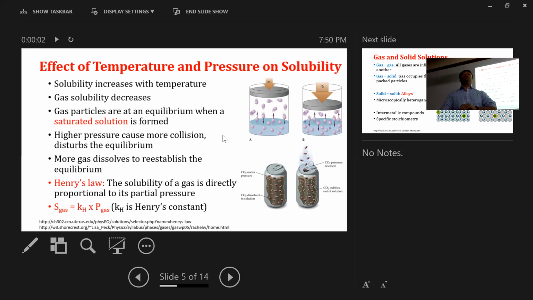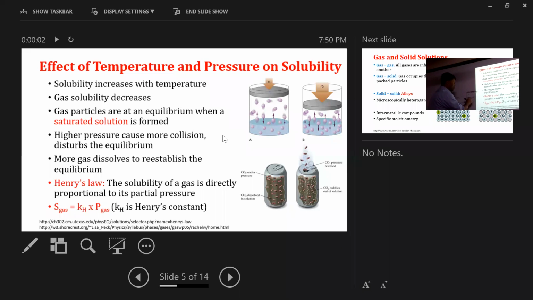the molecules will collide very fast. That means in terms of energy, if we increase the temperature, what happens? The molecules have more kinetic energy, therefore they can move faster. Even if you increase the pressure, it can also cause high collision, more faster collision. Therefore, higher pressure causes more collision and disturbs the equilibrium.